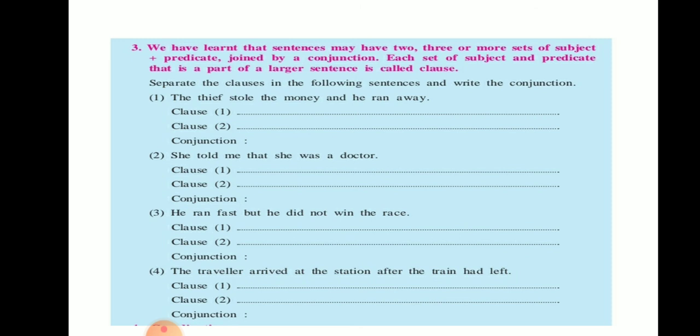But this being the dependent clause, our clause will start from after the train had left. The clauses in sentences 1, 2 and 3 were coordinate clauses. That is, the first, second and third sentences are compound sentences. So the clauses were independent. But the clause in sentence number 4 is a dependent clause. It cannot stand on its own. So it starts from after the train had left, and the conjunction is after.